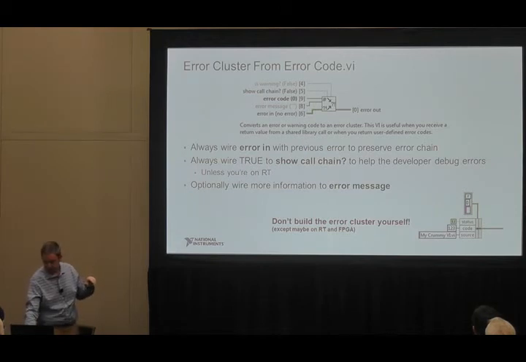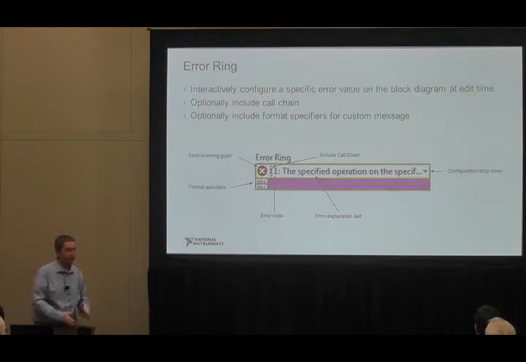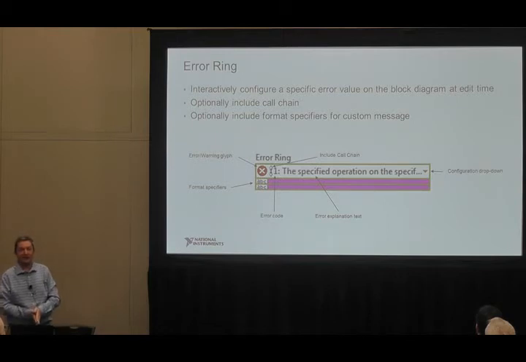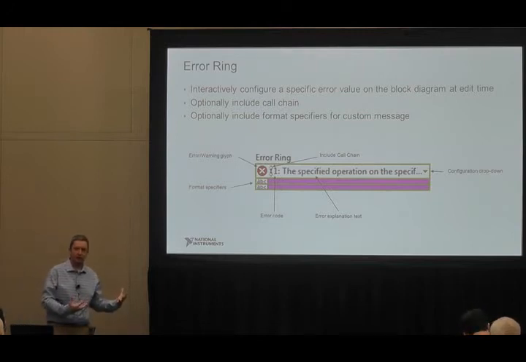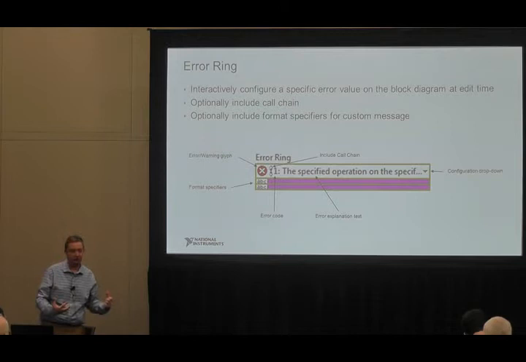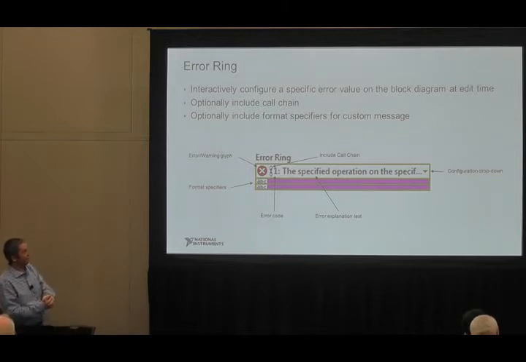All right, I'm going to move on to error ring. So the error ring is fantastic. I love this feature. I believe it was added around maybe 2012 or so. It is a way to generate an error value on a block diagram, similar to error cluster from error code, but it's got some really neat built-in functionality.